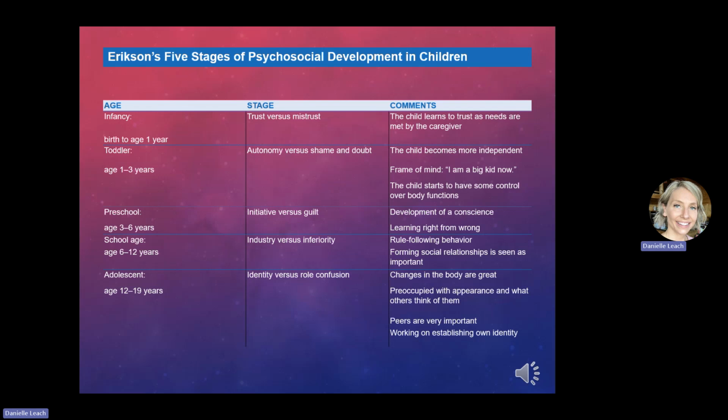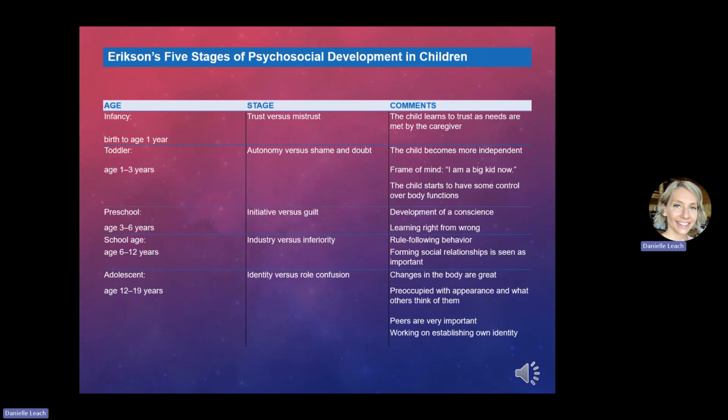If they are criticized by their caregivers for showing independence, or they're not allowed to be autonomous in these safe ways that we can allow toddlers to be, then they basically can form a crisis at this time and then have shame and doubt about themselves, that they can't do things.